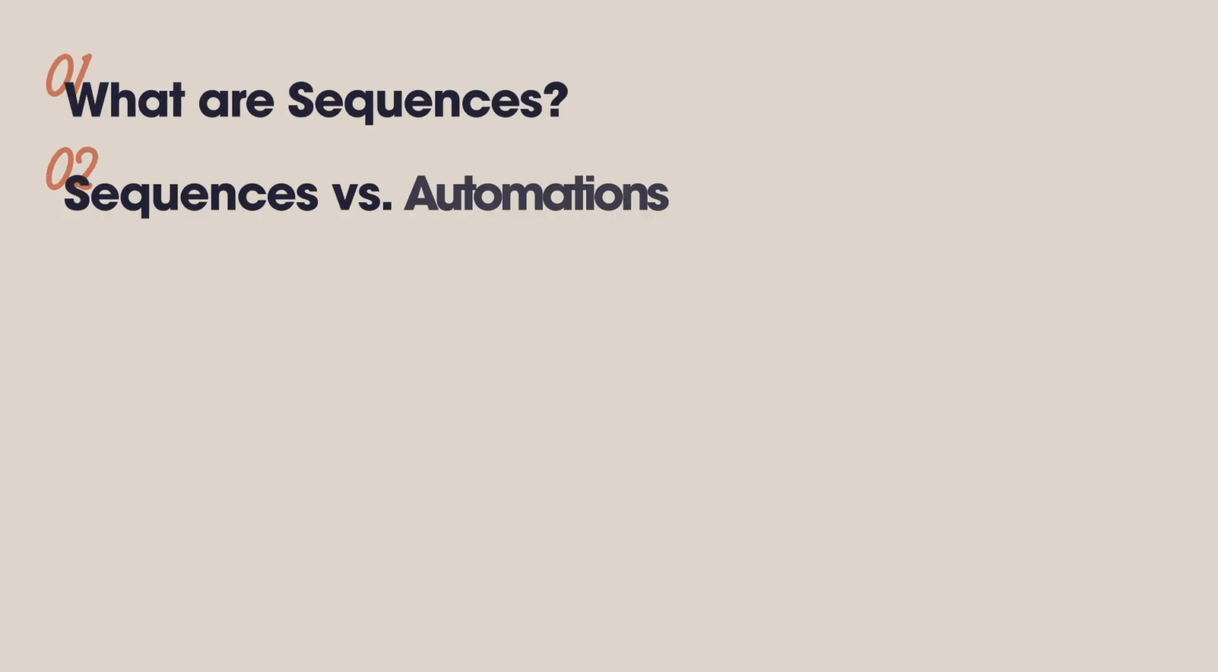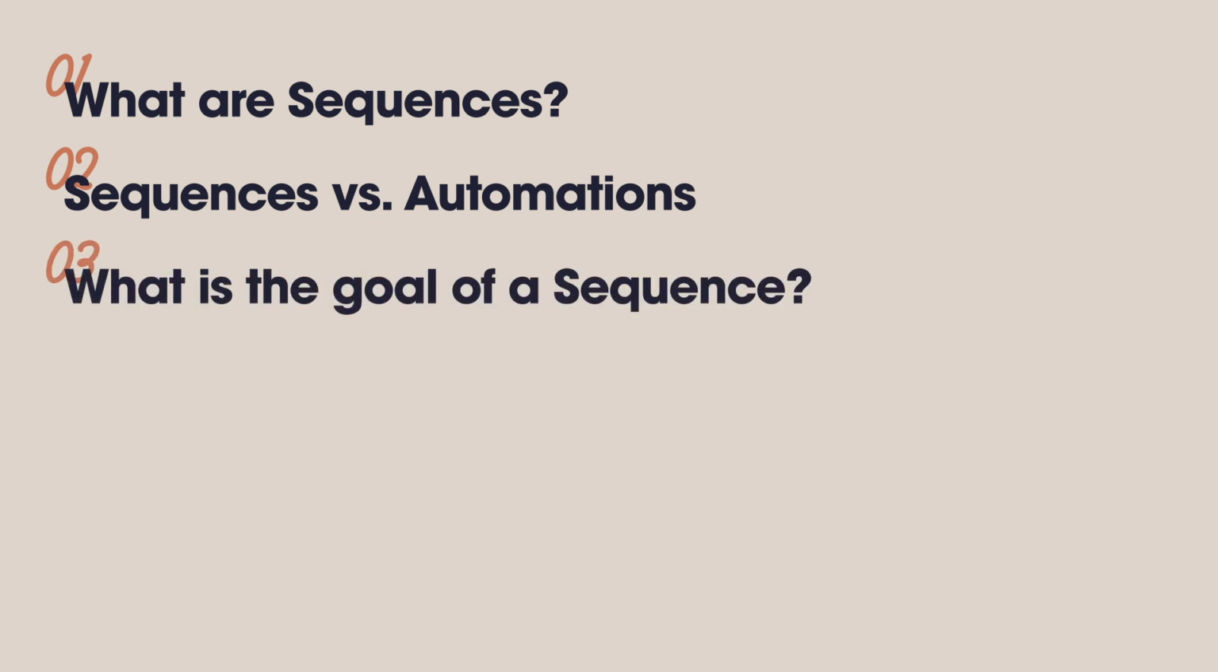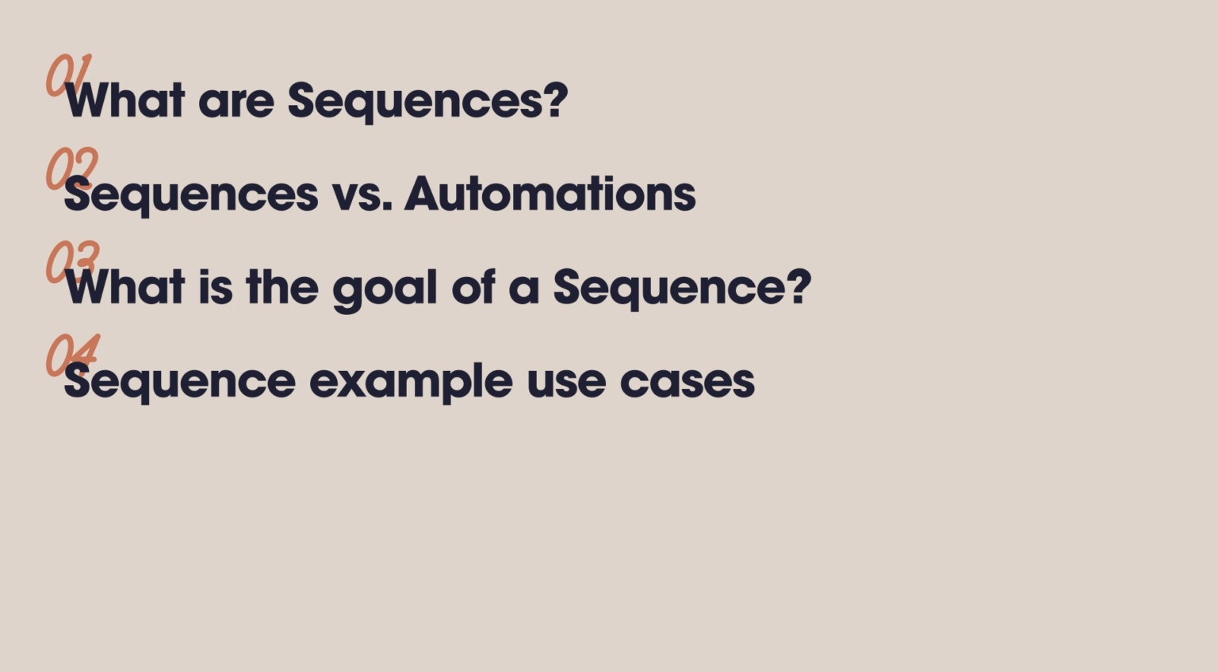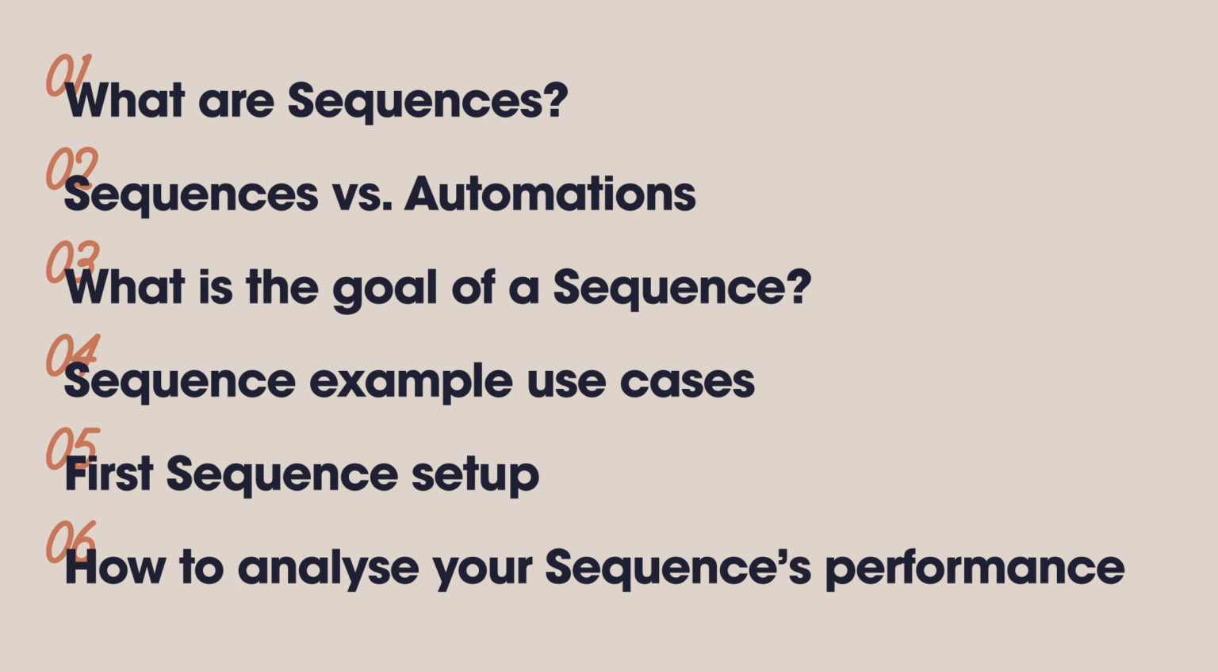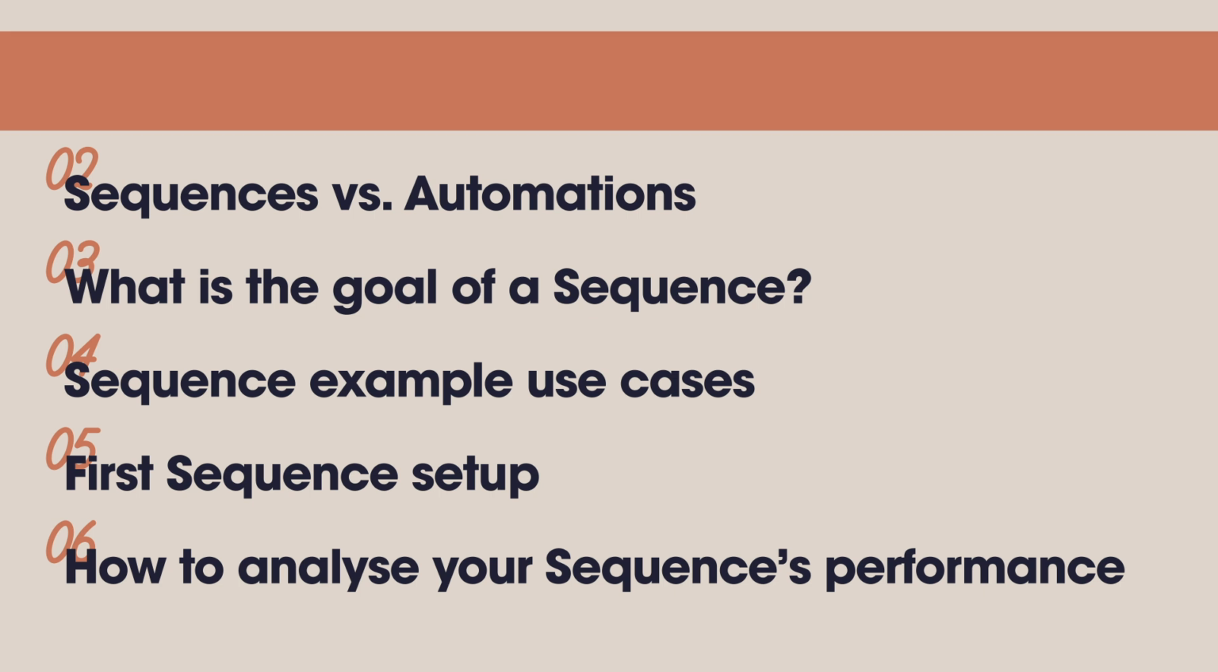In this video, we're going to talk about sales sequences, and sales sequences in HubSpot are a great way to automate your sales outreach. We will look at what sequences are and how they are different from automations. Also, what is the goal of a sequence? The example use cases for a sequence. I'll also guide you through a first setup of a sales sequence, and then also how you can analyze your sales sequence performance. So let's dive right in.